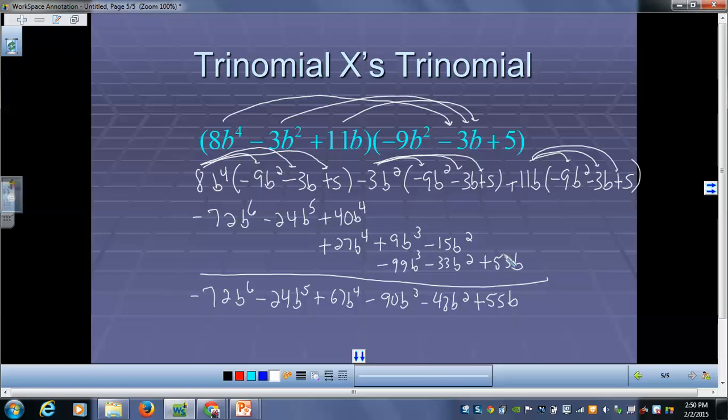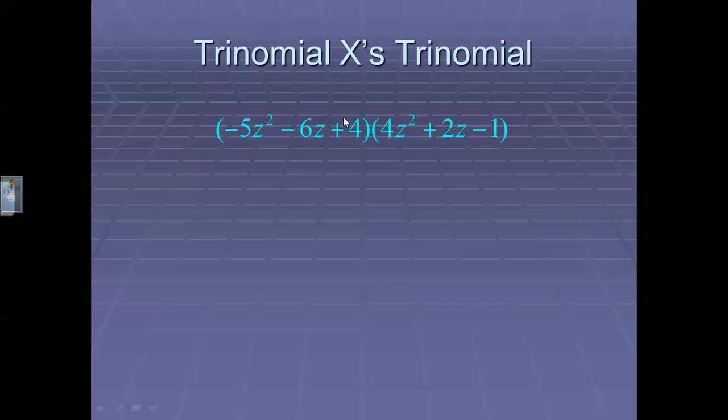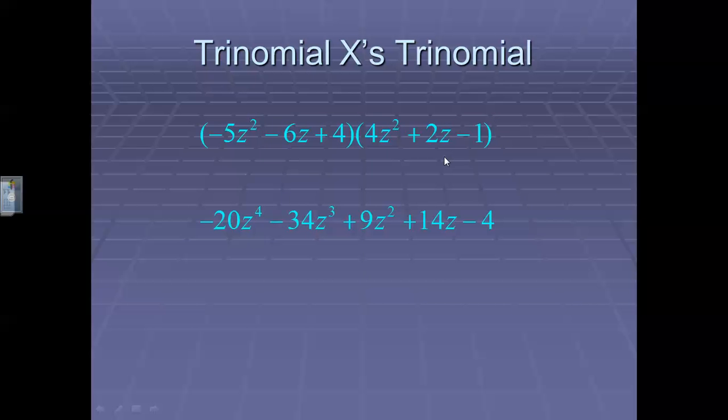All right. So the final problem that I would like you to do on your own is this problem. So I'd like you to multiply these two trinomials and see how you do. So go ahead and pause the video, attempt this on your own, and then check your answer. All right, so the answer you should have come up with is negative 20z to the fourth minus 34z cubed plus 9z squared plus 14z minus 4.